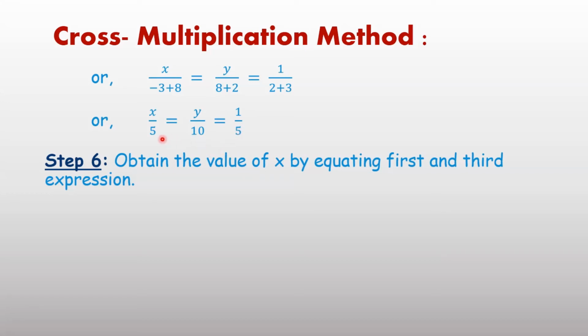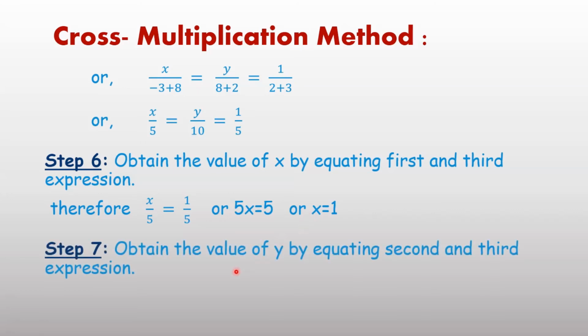To obtain the value of x and y, first we equate first and third terms. First term is x upon 5 and third term is y upon 5. No, the third term is 1 upon 5. x upon 5 equal to 1 upon 5. Cross multiply: 5x equal to 5, or x equal to 1. You are getting the value of x here.